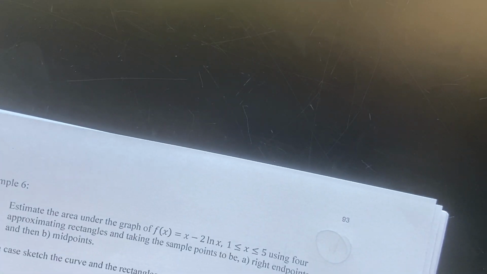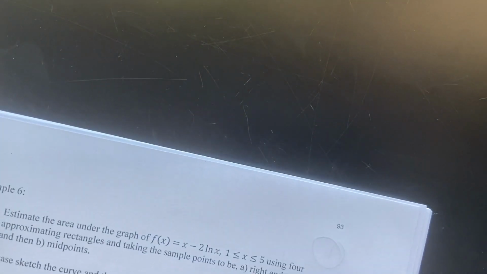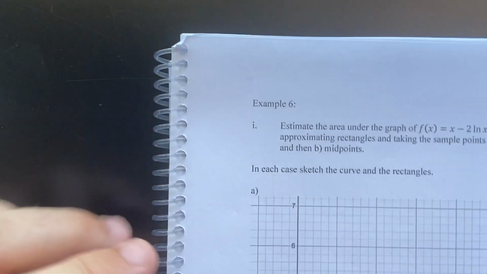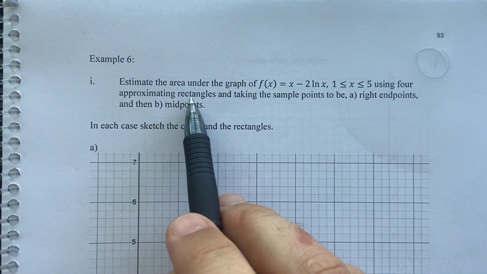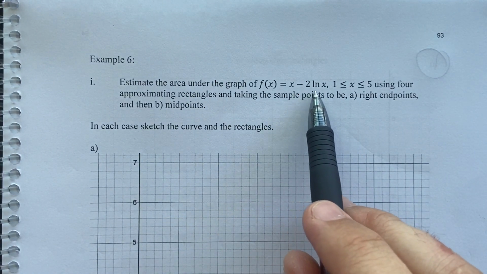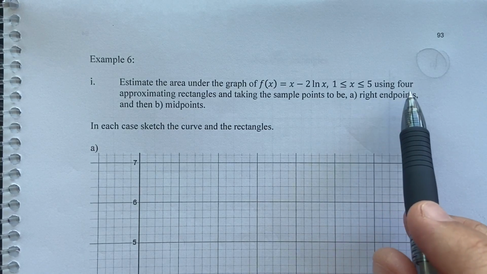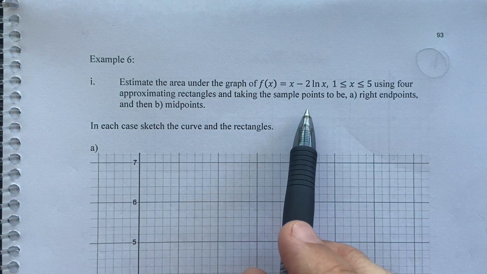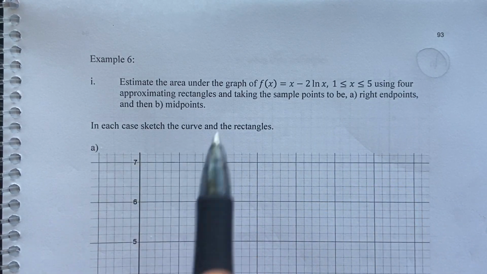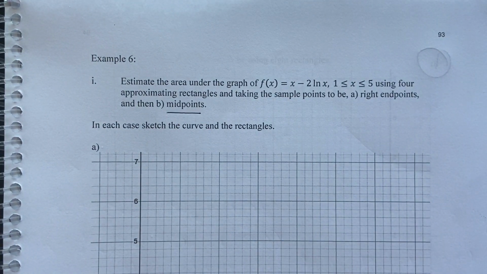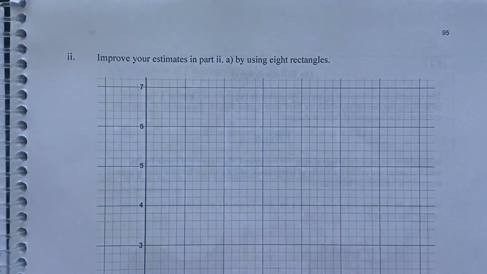So let's see, I'm gonna do one more. I'm just deciding which one to do. I'm gonna do, on page 93, this one. It says estimate the area under the graph of this function, x minus 2 ln x, from 1 to 5 using 4 approximating rectangles and taking the sample points to be, in part A, right endpoints. And then part B, we're supposed to do midpoints. So I haven't talked about midpoints yet. So maybe I'll go ahead and do that for this example. I'm going to skip to part B just so you guys can see some of this stuff.